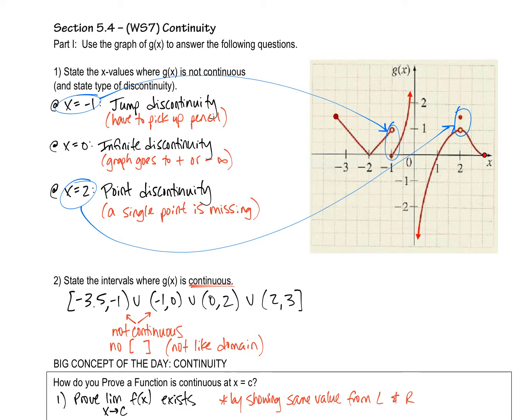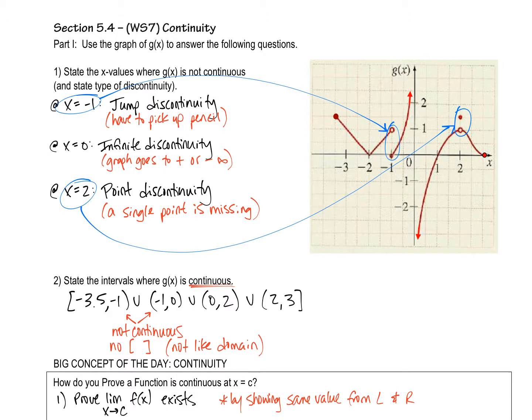And so again, 2 with a parenthesis because it's not continuous there, up until 3. And you can just bracket 3 because we don't know if it's continuous or not there. So the endpoints here get brackets, and then all these other x values where it's not continuous have parentheses on them. So kind of like domain, but don't think about open circle, closed circle the way domain was. Think about it in terms of, is it continuous there or not? If it's not continuous, it gets a parenthesis.